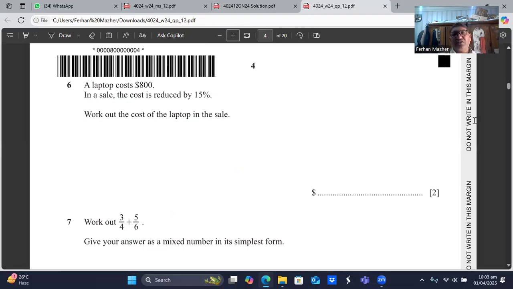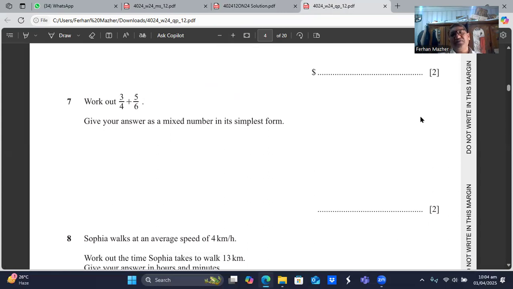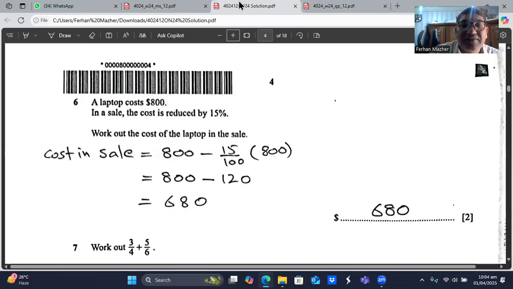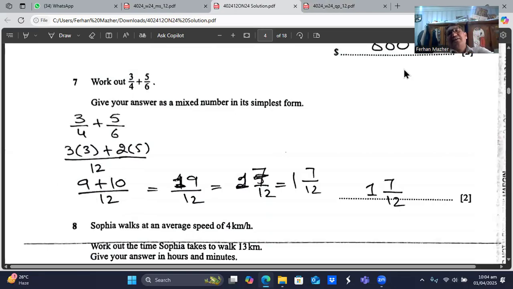Now the next question coming up on your screen. Question number 7 says, work out 3/4 plus 5/6. Give your answer as a mixed number in its simplest form. So there we have two fractions and we want to add them. If you want to add two fractions, you have to take their LCM. The LCM of 4 and 6 will be 12. So we will take the LCM, that is 12.